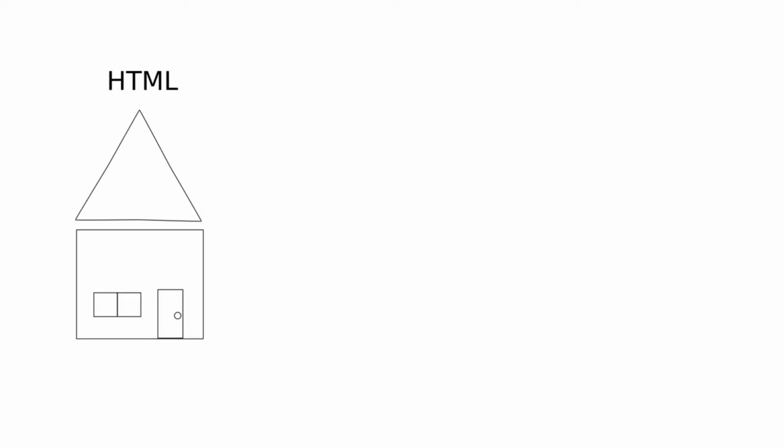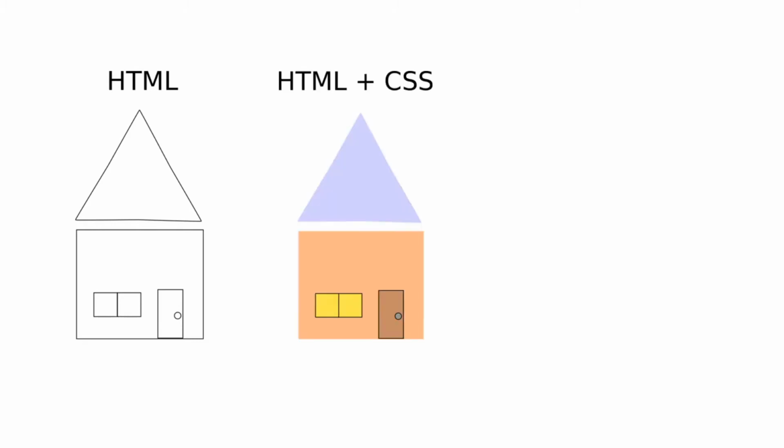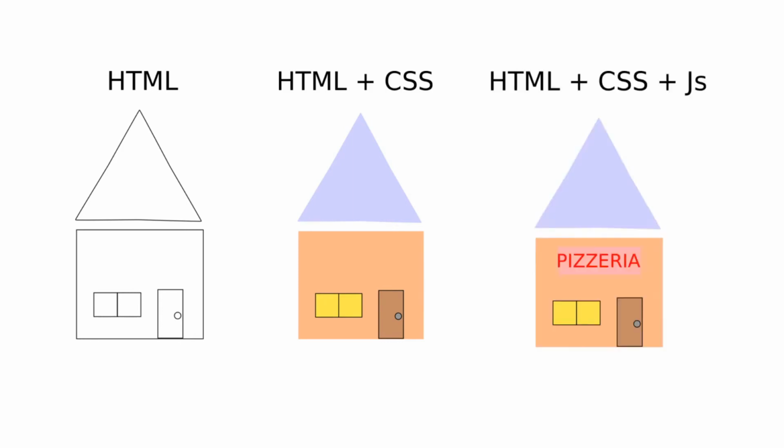Let's make it concrete. Imagine we are drawing a sketch of a building. If we're comparing to a sketch, HTML would just be the draft outline of my building. By adding CSS, I'm adding colors to my sketch. However, right now our building doesn't have a purpose. It could be a residential home, a hospital, or a restaurant, we don't know. And this is where JavaScript comes into action. JavaScript gives functionality to our building. Now we can name it as a pizzeria.